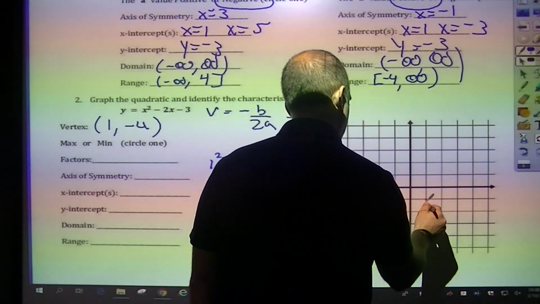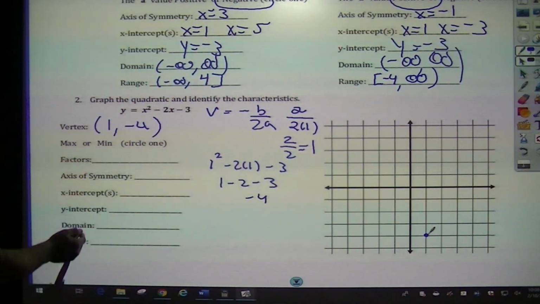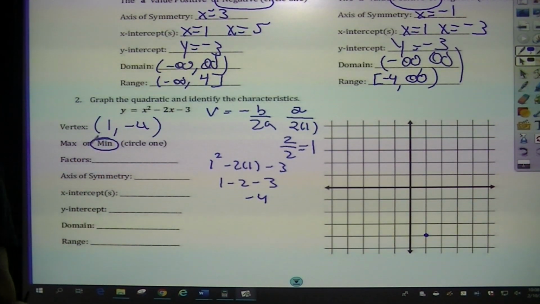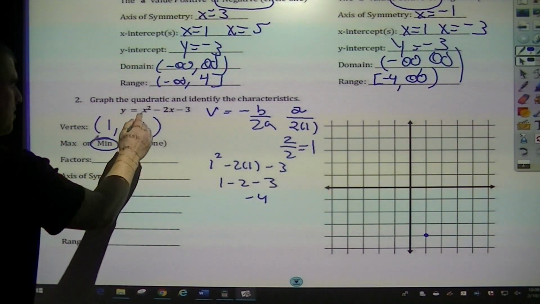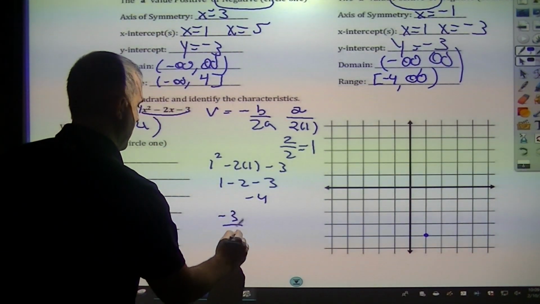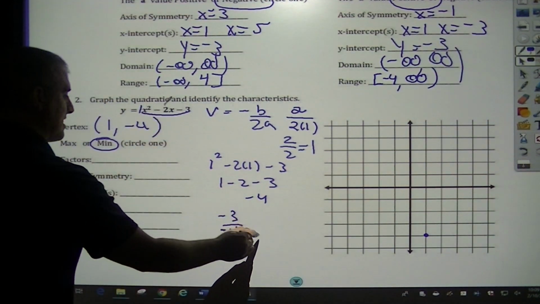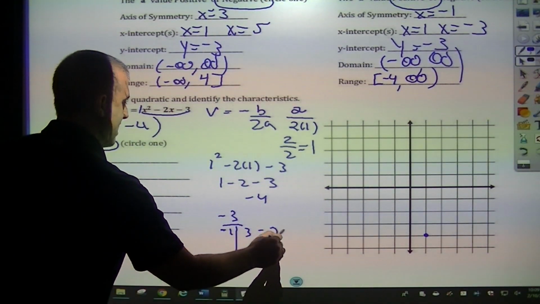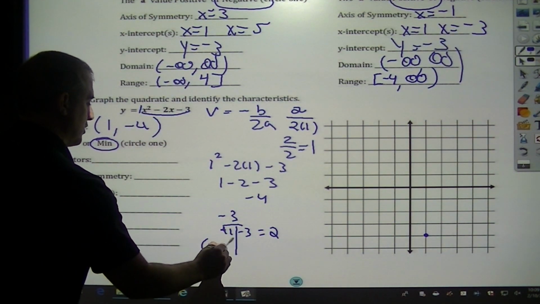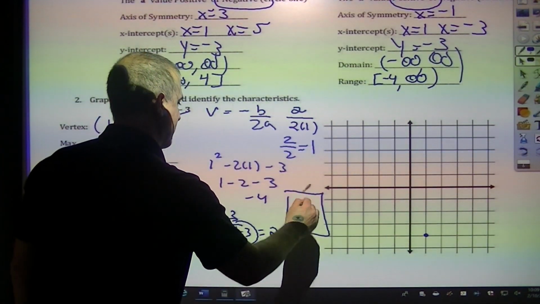1, negative 4. 1, 2, 3, and 4. Since it is positive, that's going to be a minimum value. My factors, if I go to factor this, 1 times negative 3 will be negative 3. These are the only factors that would have to be negative. I'm looking for the set that adds up to negative 2. This one adds up to positive 2, so I've got to switch those. So x plus 1 and x minus 3 would end up being my factors.